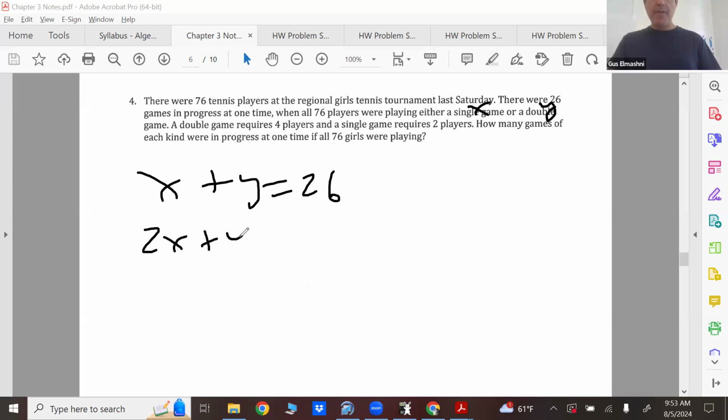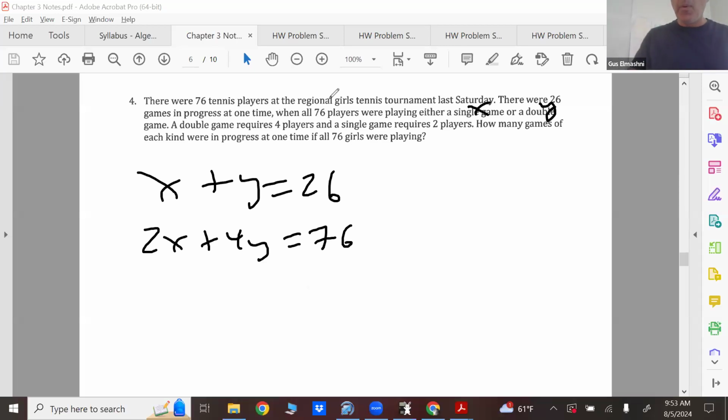2x plus 4y. This is the part that's not as obvious. Because think about it, X is the number of single games. Y is the number of double games. There are total 26 matches happening, right? So that's why X plus Y is 26. But how many people are in a single games match? 2. How many people are in a doubles match? 4. How many people are involved in matches? 76. So that's what you have to do, you have to translate it correctly.